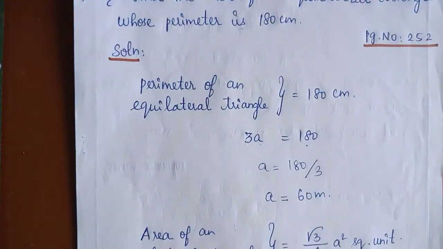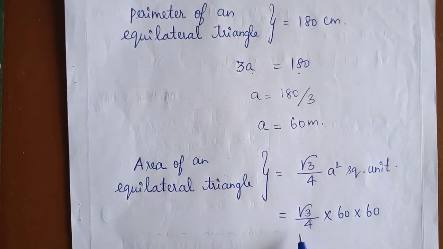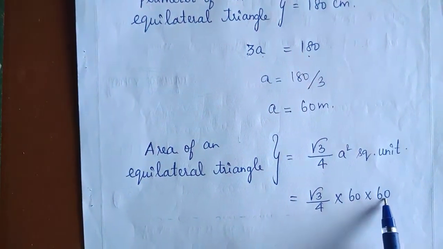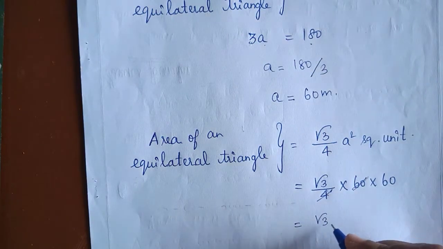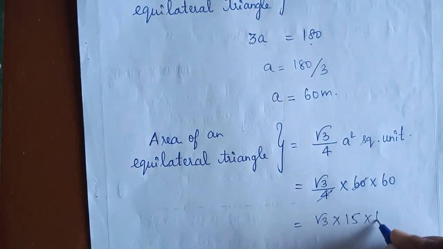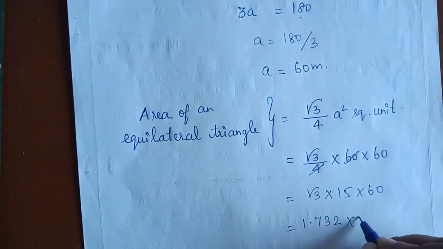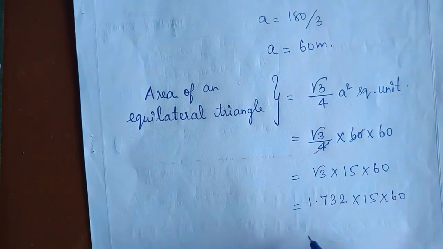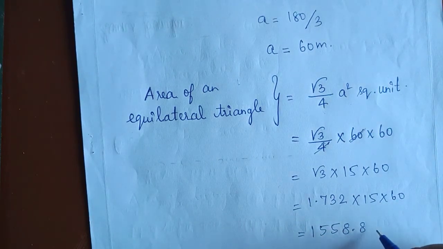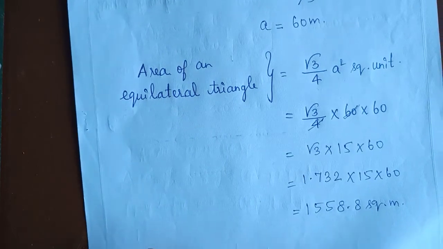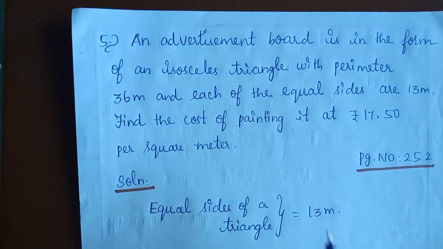So formula for finding area of an equilateral triangle is root 3 by 4 a square units is equal to root 3 by 4 into 60 into 60, which is equal to 4 and 60 gets cancelled. You get root 3 into 15 into 60. So value of root 3 is 1.732 into 15 into 60, which is equal to 1558.8 square meter. That is 1558.8 square meter.